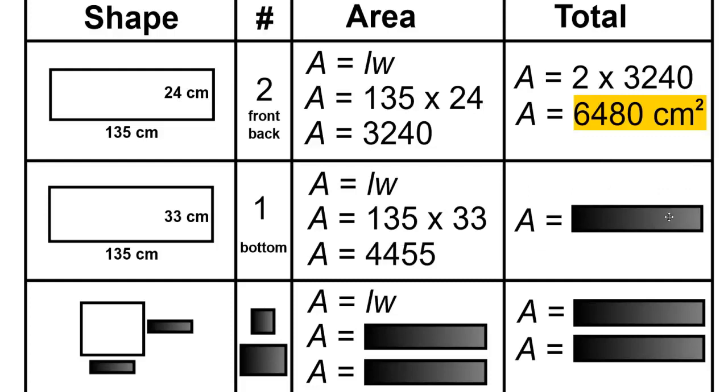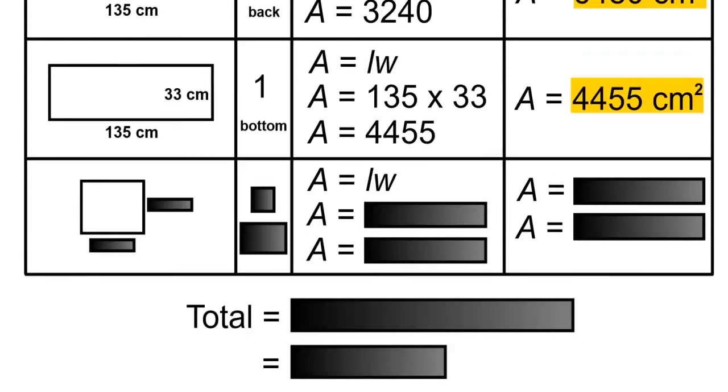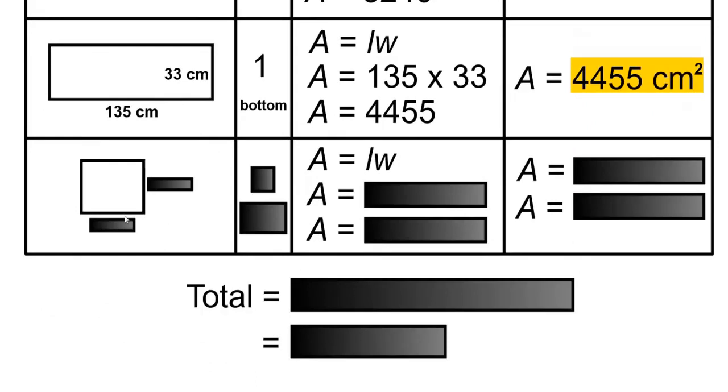So the area equals 4,455. And there's just one of them. So the answer will be 4,455 centimeters squared. The last shape will be the side, which will be 33 by 24. And there's a left side and a right side, so the number will be multiplied by 2.